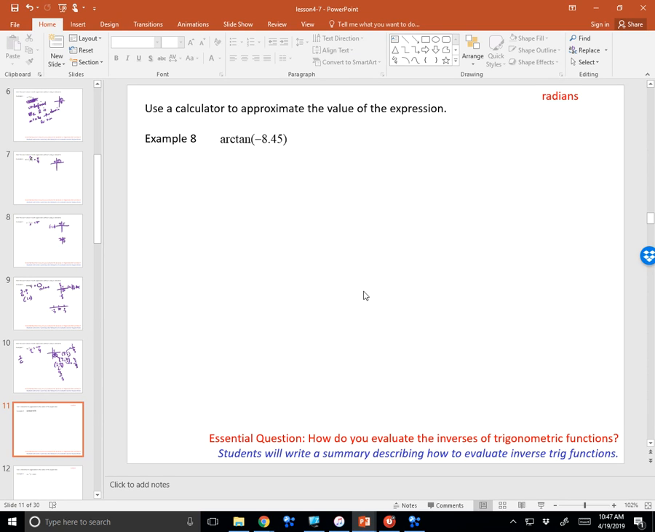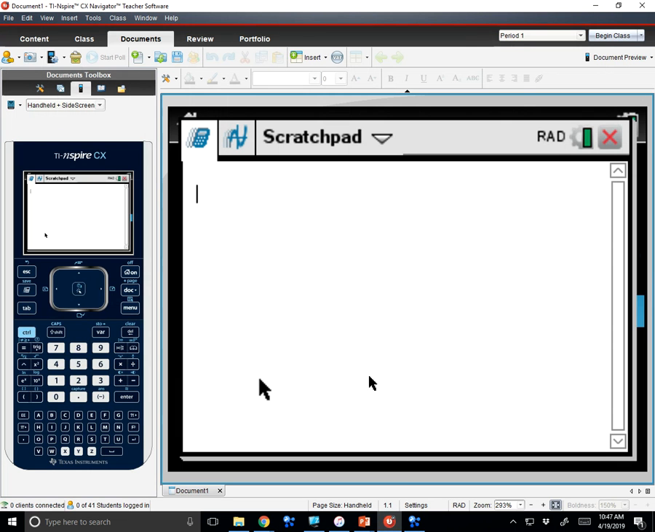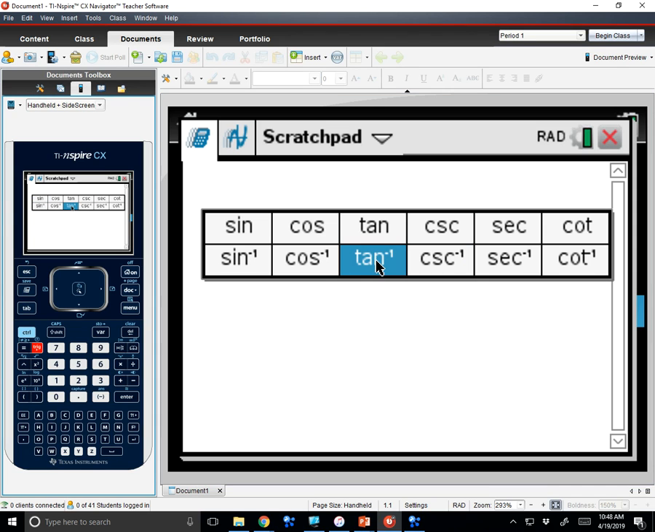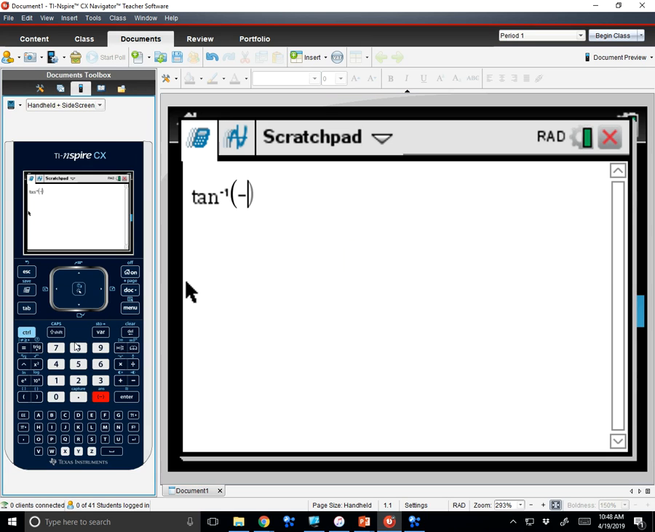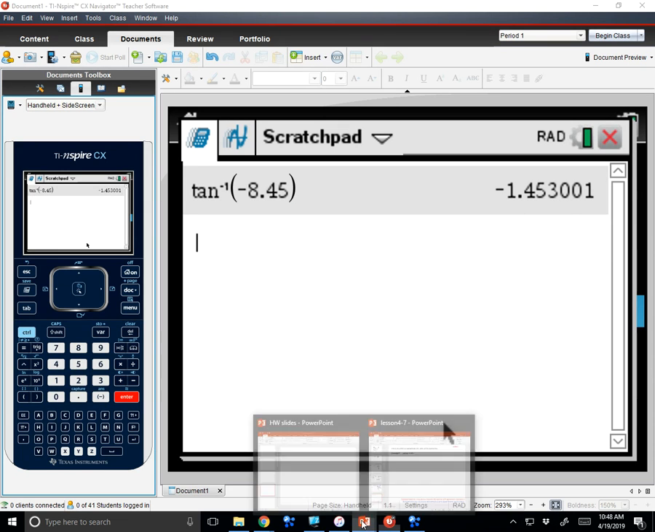All right, so arctangent, we're going to do arctangent of negative 8.45. So we're going to do trig, and remember, arctangent is written as tangent inverse in your calculator, and it was negative 8.45. Enter. Write it down to 3 decimal places.